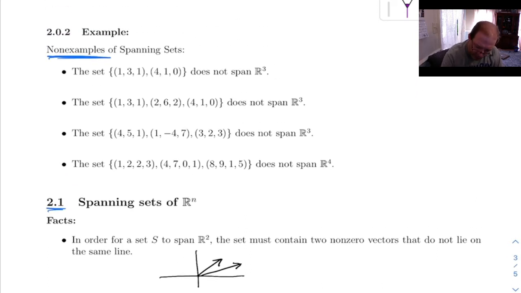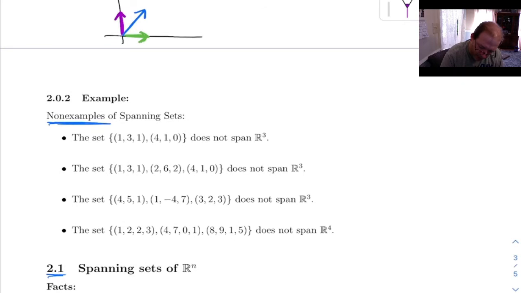So let's go back up here and look at these examples. Okay, this first set here does not span R3 because it's only two vectors. If you have two vectors in R3 and one of them is pointing in some direction and the other is pointing in a different direction, what you can get out of those is anything that lies on the plane between them. You can think of it like this would get us anything that lies along this line with the pencil, and adding this on would get us anything in the plane.